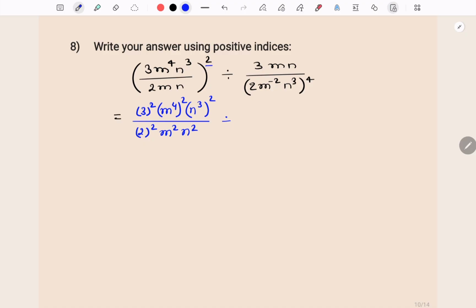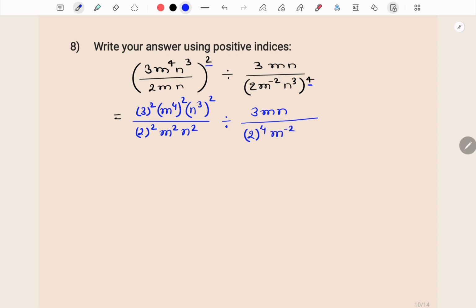Put the sign of division here. Then we have 3mn over this term. Now look carefully. Again we have this power of 4 present outside the bracket. So what will we do? We will give this power to every term that is present inside the bracket.